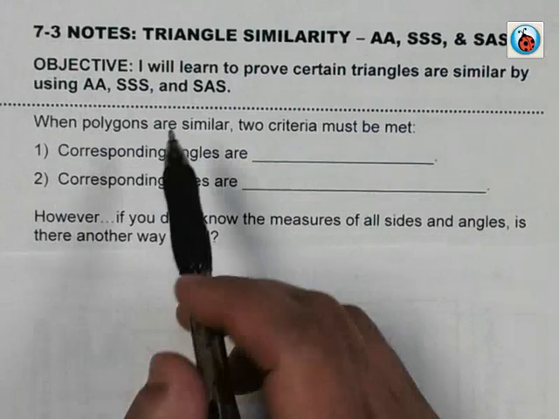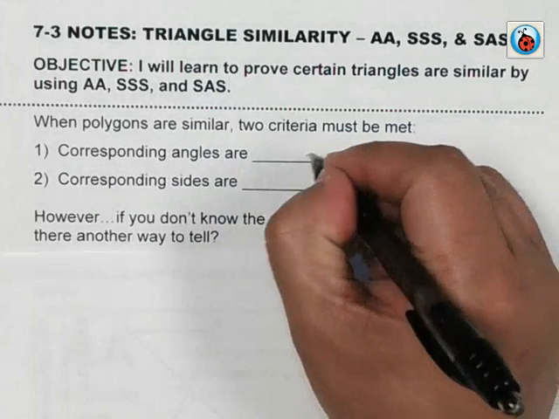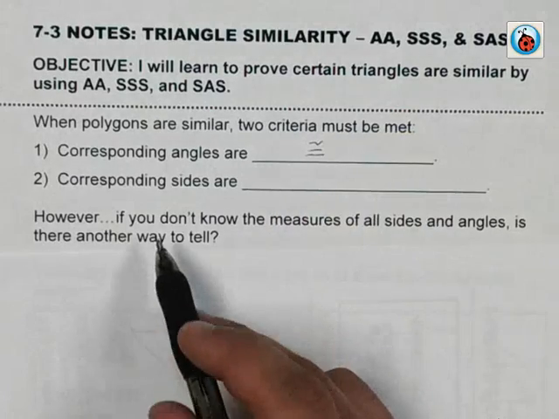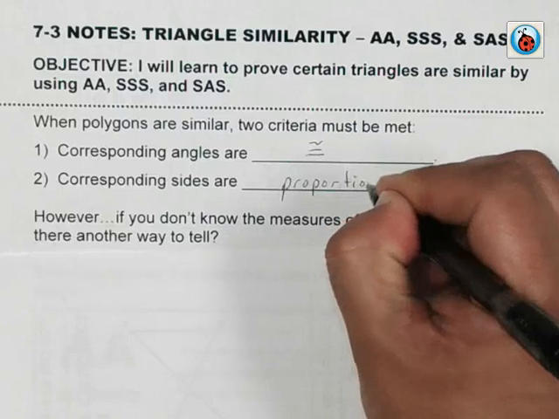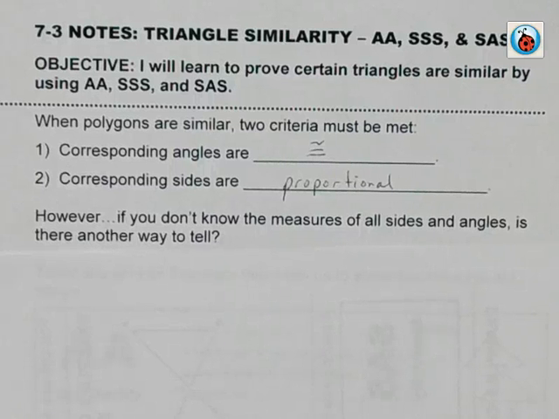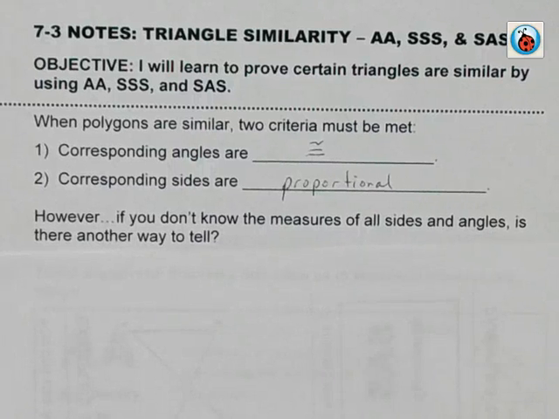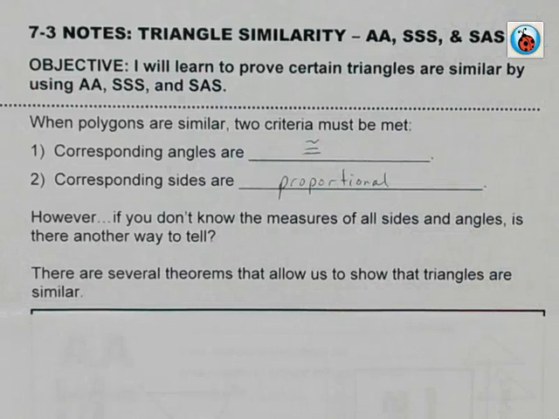When polygons are similar, two criteria must be met. This is review: corresponding angles are congruent, and corresponding sides are proportional. However, if you don't know the measure of all the sides and all the angles, is there another way to tell? For triangles, the answer is yes. There are several theorems that allow us to show that triangles are similar.